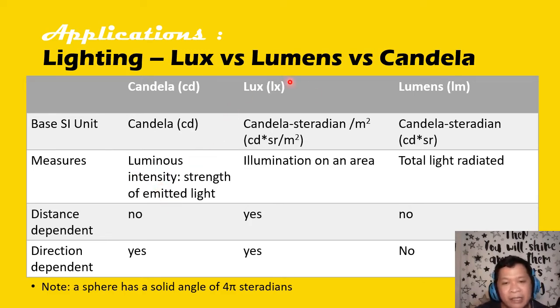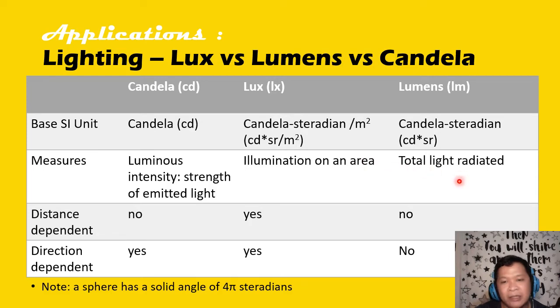On the other hand, lux is illumination on an area. Therefore, this takes into account the strength of the light hitting a surface from a certain distance, no? So, even if you have the same light bulb, kung halimbawa yung distance ng ceiling to the floor, for example, is doubled, then that would lessen the lux or the illumination on that area for the same light bulb, no?